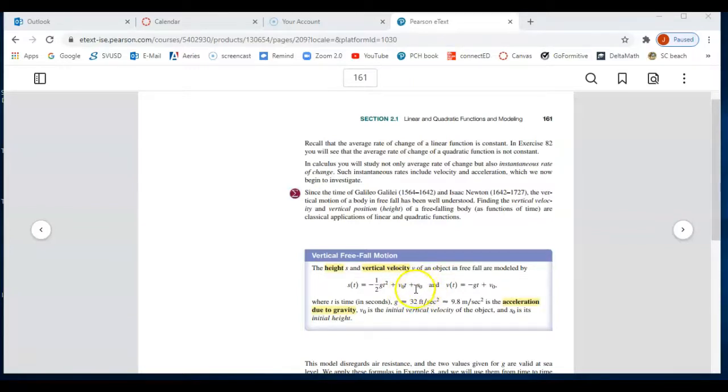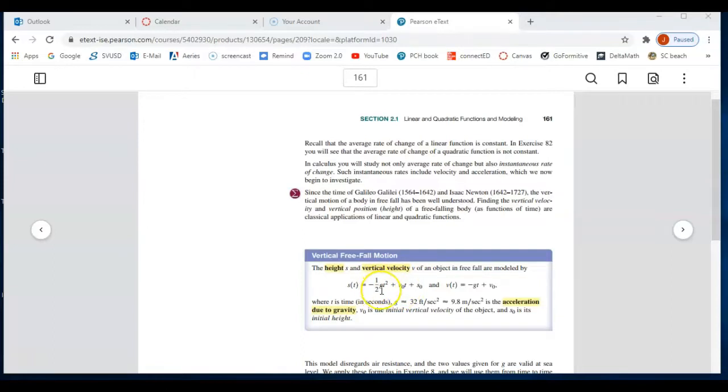So first things first, S sub 0, since S represents the height, S sub 0 would be the initial height that I'm dropping the ball from. If I just drop the ball, if I just let it go, the initial velocity would be 0. If I throw the ball down, now I have an initial velocity that would be whatever it is that I'm throwing the ball at. Okay, so that's your initial velocity.